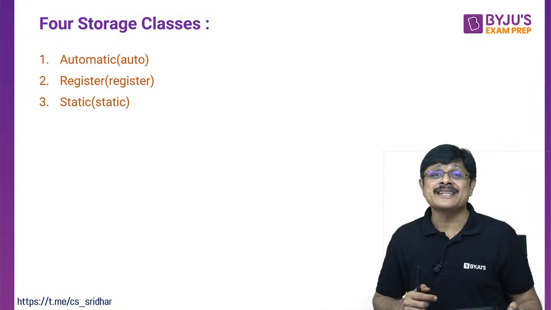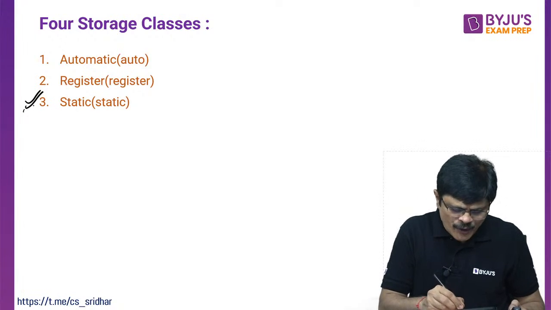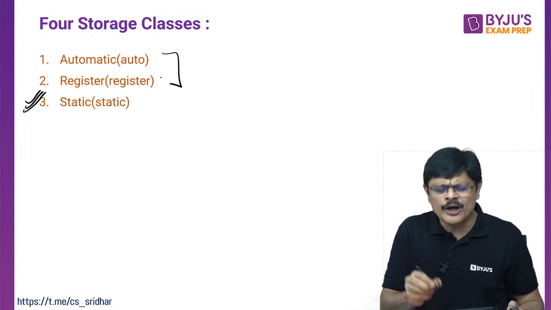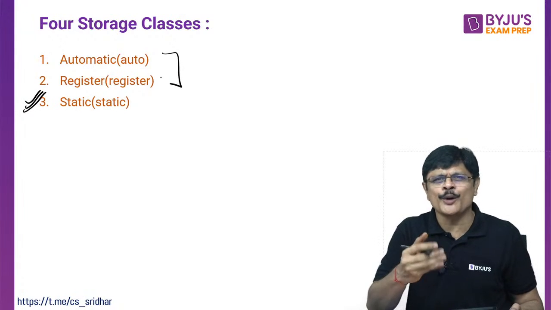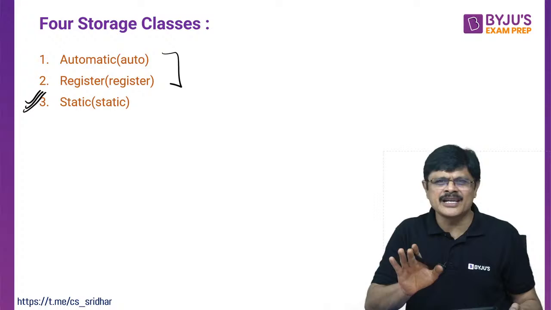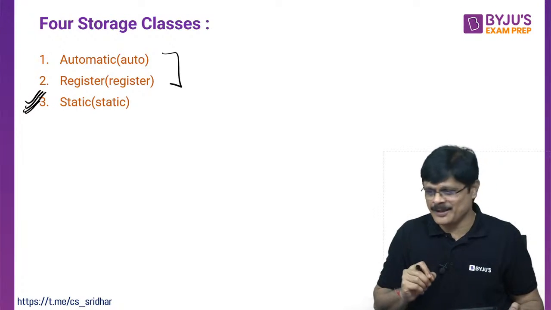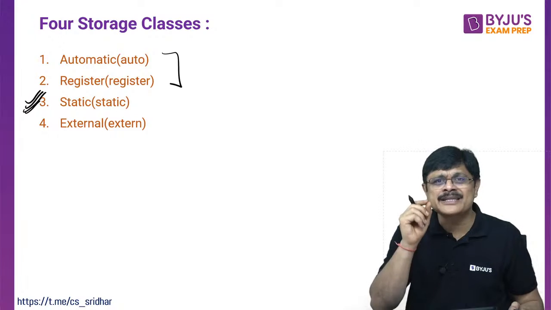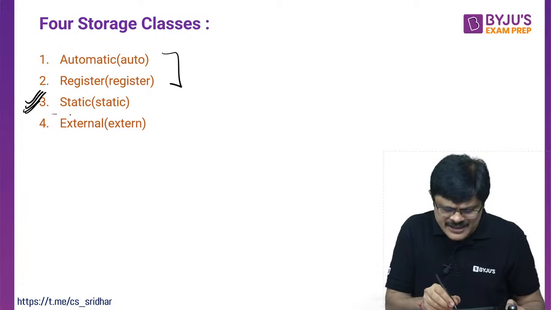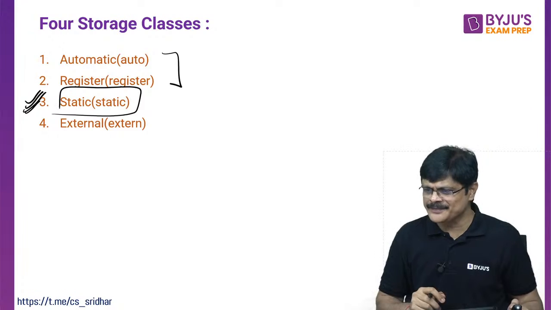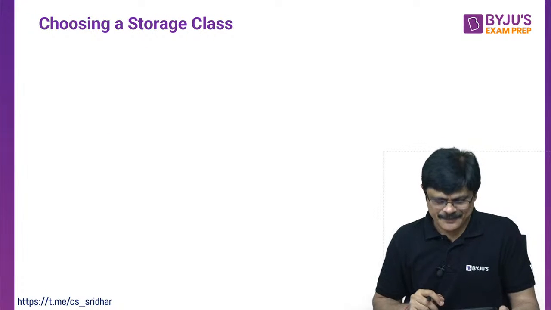And the third one is static variable. This is very important, my dear friends. Static variable you have to understand properly. Automatic and register are very simple. You can easily understand, there is nothing in that. But what we need to concentrate on is the static variable, and we also need to note this idea of external variables. Out of these, the static variable is very important. Am I clear? The static storage class.